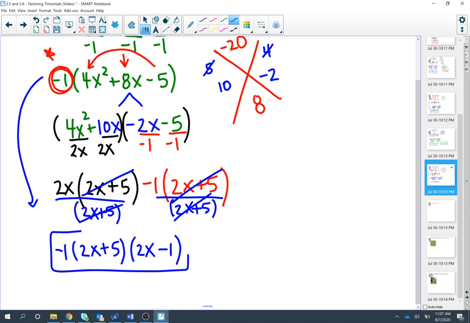If you were to just record a negative there and you didn't have the 1, that's the same thing, that's fine. But in this case, put your negative 1. And then go back, check your answer, you can FOIL it out, and we're good to go.